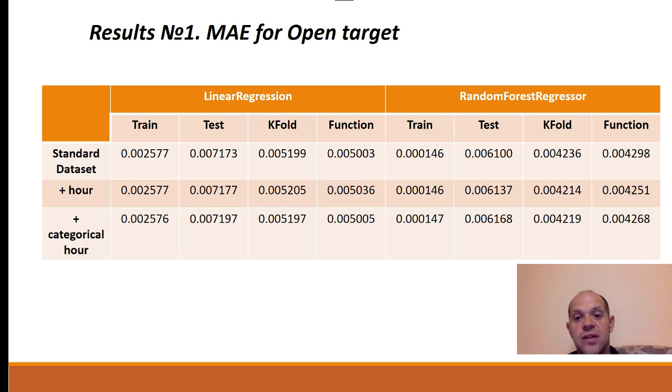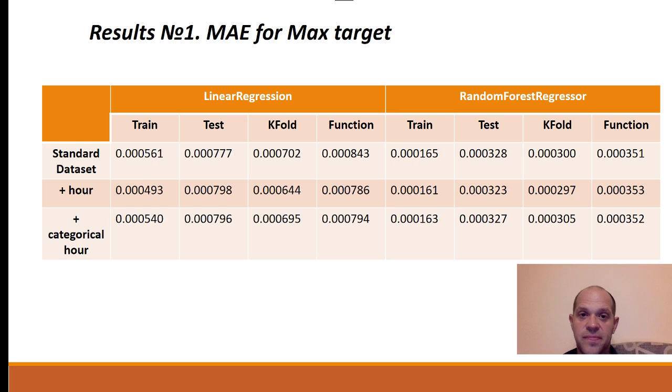On this page we can see calculation results for the open target variable, and we have three datasets: the standard dataset without any transformation, the second dataset has an additional feature, hour, and the third one has a categorical feature, hour. As you can see, random forest regressor works better than linear regression, and K-fold cross-validation and my function give us a better result for the random forest regressor.